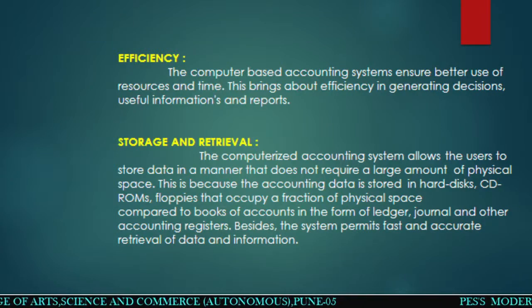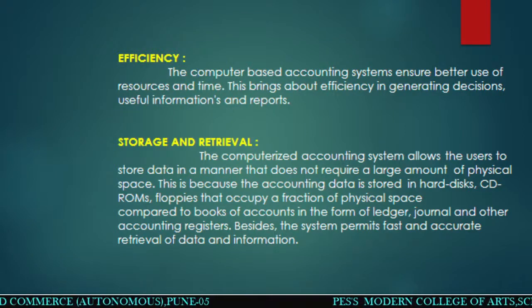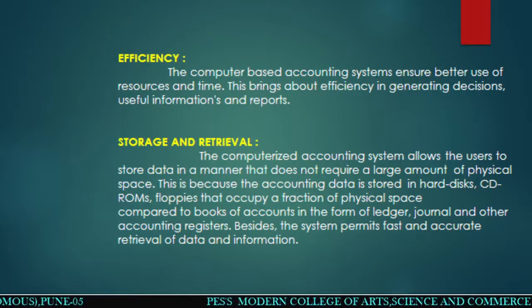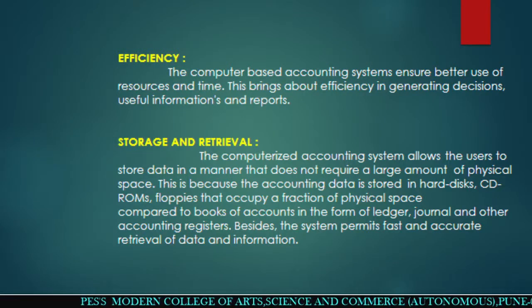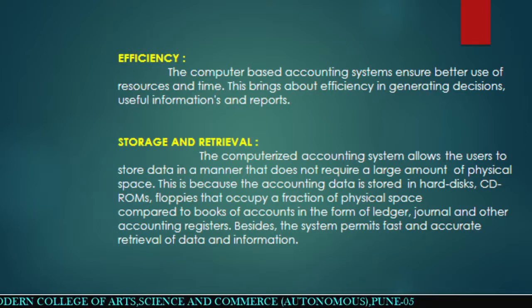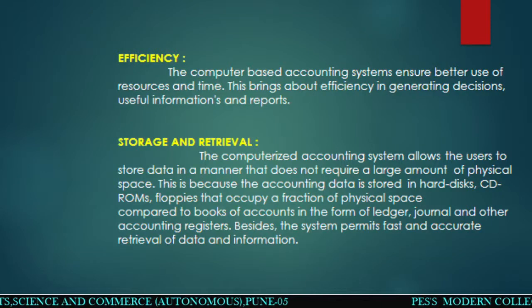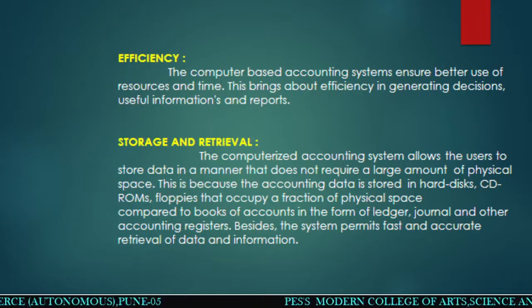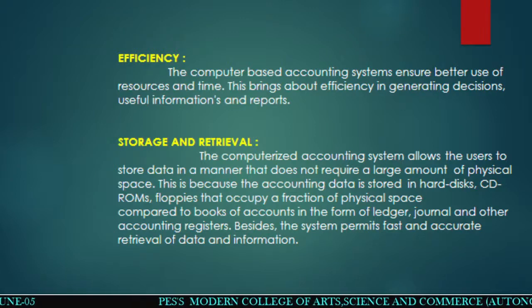So the computerized accounting system allows the users to store data in a manner that does not require a large amount of physical space. This is because the accounting data is stored in hard disks, CD-ROMs, and floppies that occupy a fraction of physical space compared to books of accounts in the form of ledger, journal, and other accounting registers. Besides, the system permits fast and accurate retrieval of data and information.